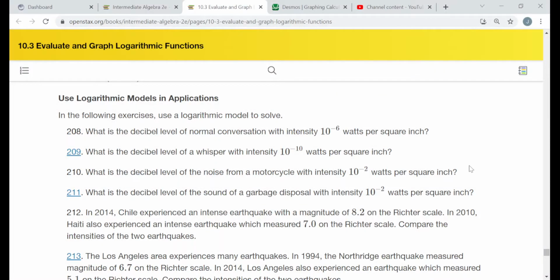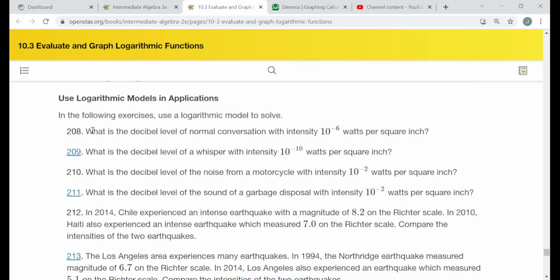Each exercise I'm going to be doing in this video is taken directly from a free online textbook at openstax.org, and it's their Intermediate Algebra 2nd edition text. I'm in section 10.3 titled Evaluate and Graph Logarithmic Functions, and I'm working under the heading Use Logarithmic Models in Applications.